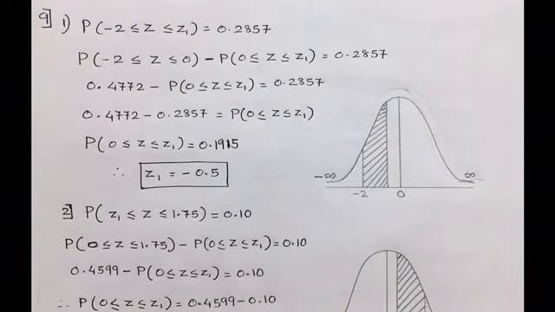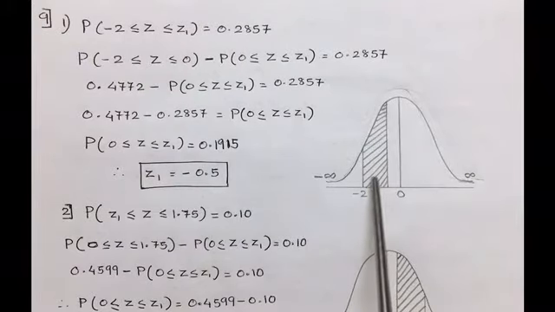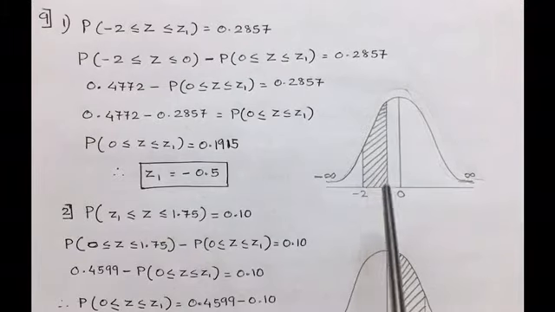Now taking up the bell-shaped graph and marking -0.5 as this point, it is -0.5. -2 is here. Both lie towards the negative side as both are negative, and the area from -2 to -0.5 will be shaded. So this is the area where Z lies.